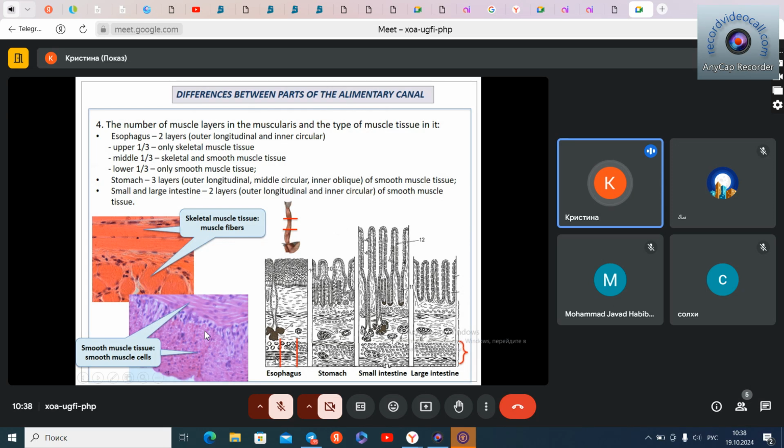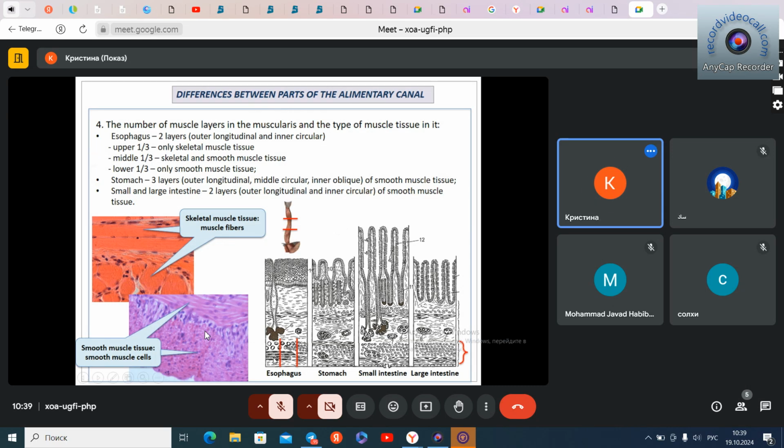In the outer layer, we have the longitudinal sections of muscle fibers. In the inner circular muscular layer, we have the cross sections of muscle fibers. In the middle 1/3 of the length of the esophagus, we have both skeletal muscle tissue, which contains muscle fibers, and smooth muscle tissue, which includes smooth muscle cells.